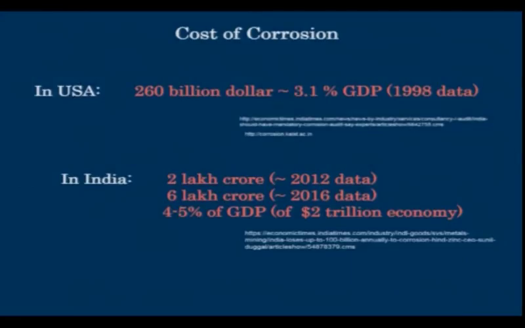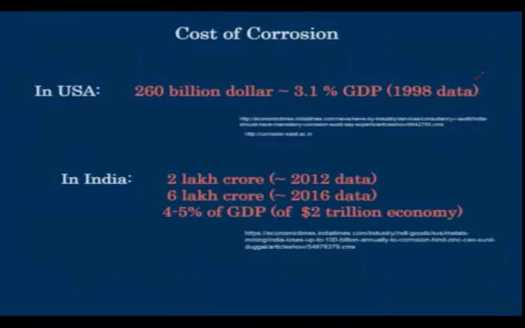Now, coming to cost, we do see a lot of losses. For example, in the USA, I could find 1998 data. It says that the cost of corrosion means the loss of money due to direct as well as indirect loss. I will come to that direct as well as indirect loss. It is $260 billion, which is not a small amount; it is 3.1% of the GDP of that particular country.